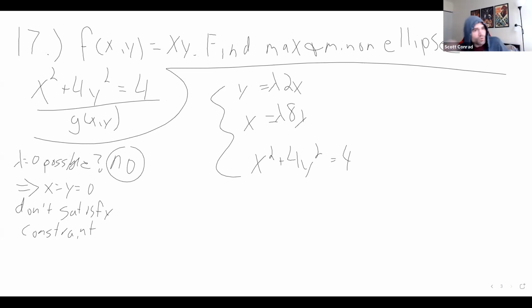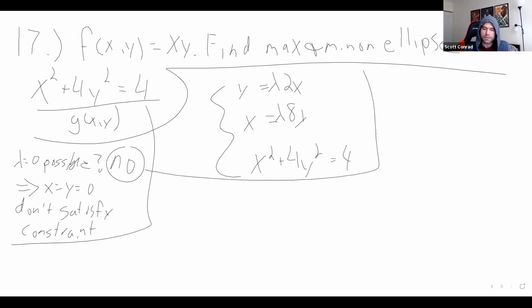Okay, so lambda equals 0, not possible. So let's assume lambda is not 0. And then we're going to not care about what lambda actually is, just that it's not 0. Okay, so lambda non-zero, right?